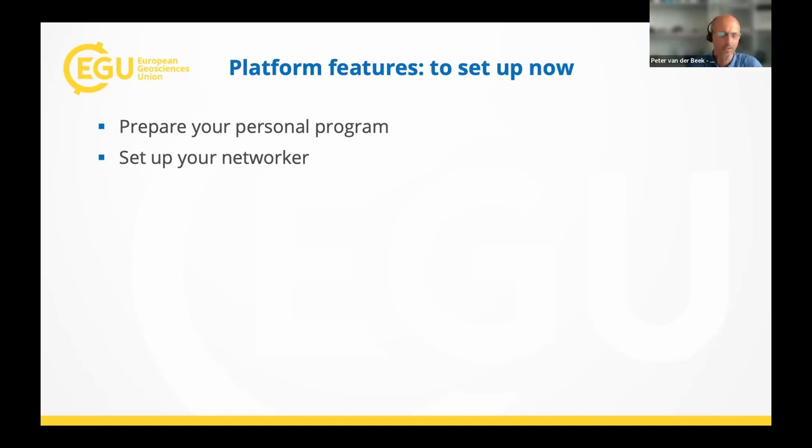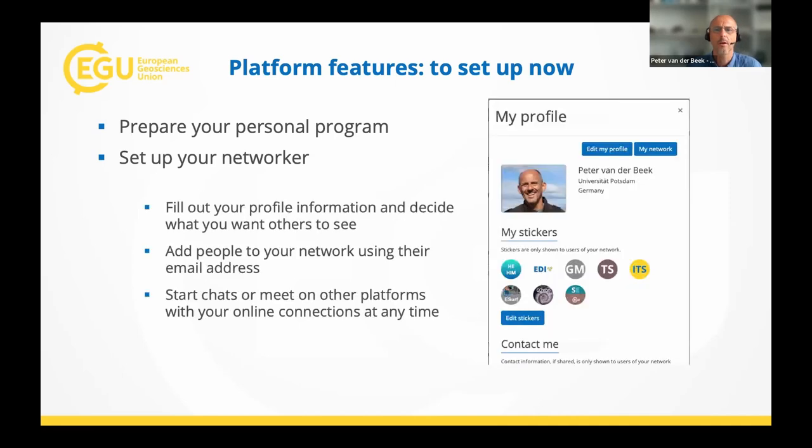And you can also set up your networker by filling in your profile information, and deciding what you want others to see. You can add people from your network using their email address, and you can then start chats or meet on other platforms with your online connections at any time, and obviously also in the in-person meeting, set up in-person meetings with your colleagues if you wish.